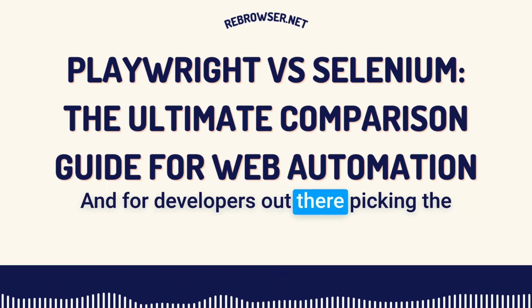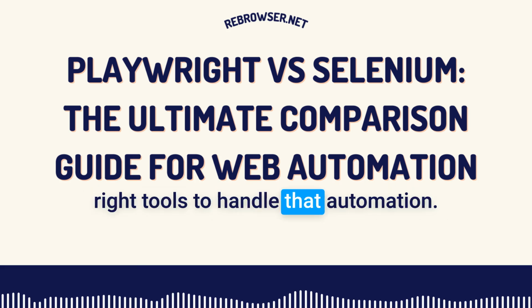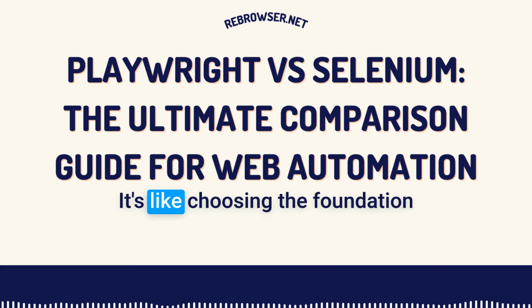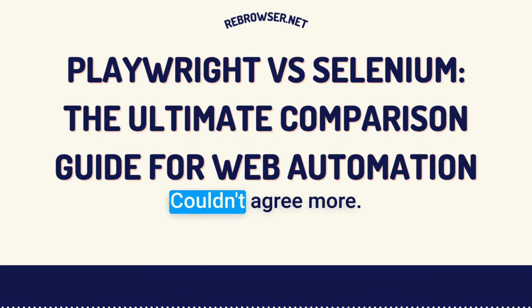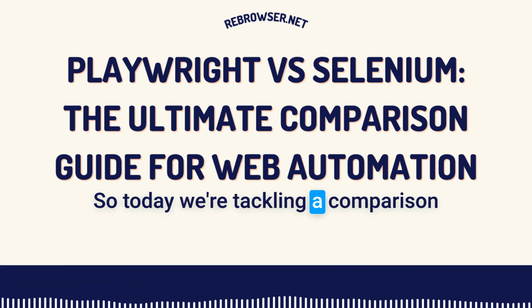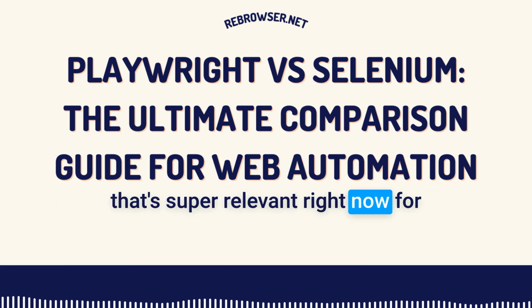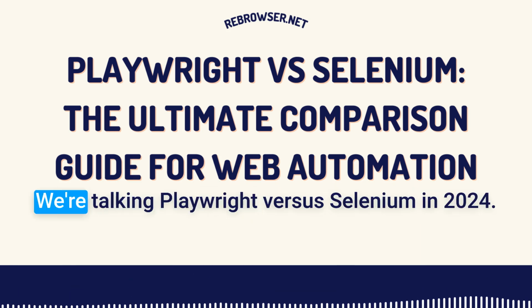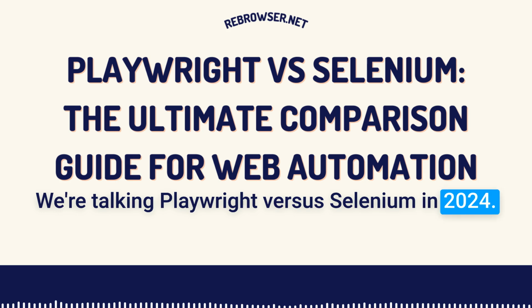And for developers out there, picking the right tools to handle that automation is huge. It's like choosing the foundation of your whole project. Couldn't agree more. It can make or break your workflow for sure. So today we're tackling a comparison that's super relevant right now for anyone doing web automation. We're talking Playwright versus Selenium in 2024.